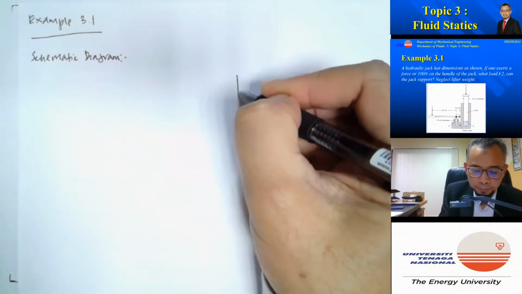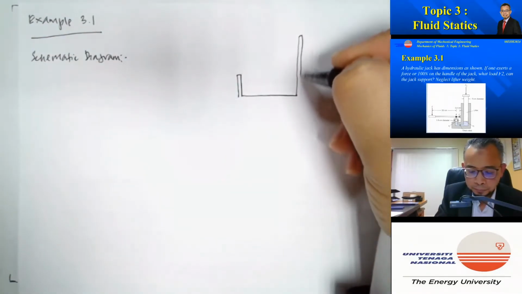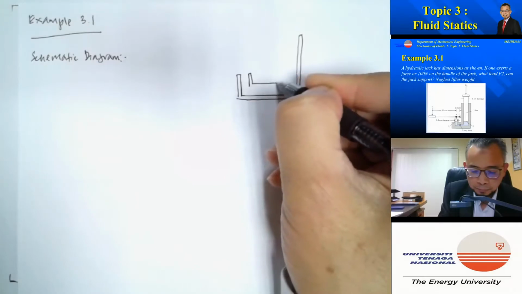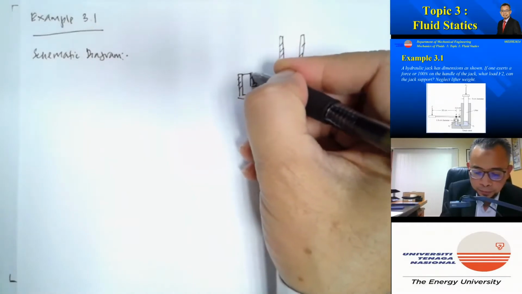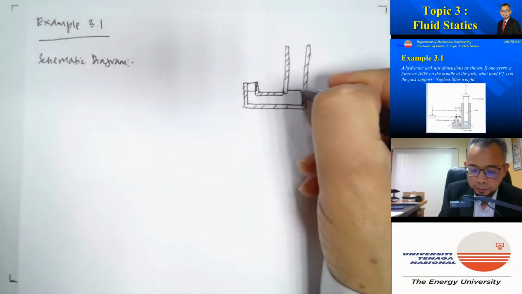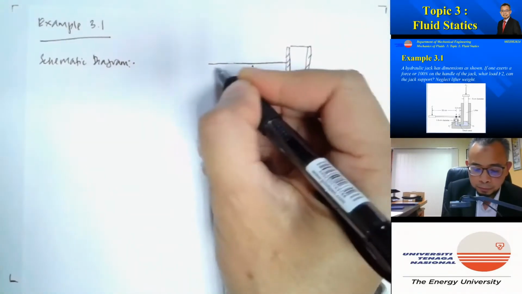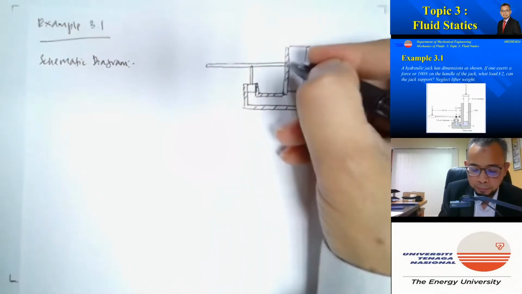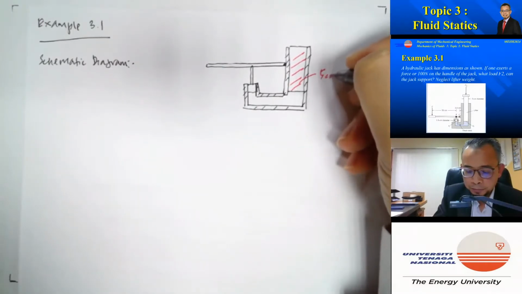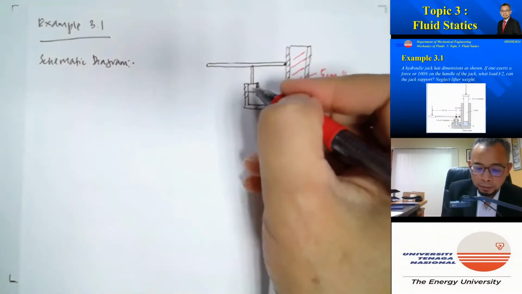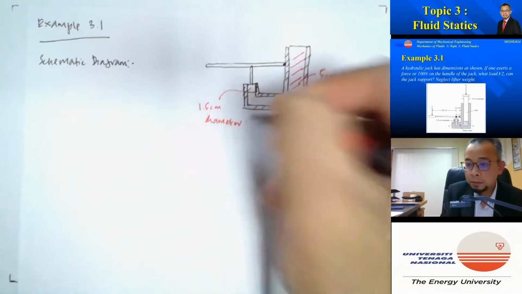So we have a piston, and this is the lifter. Then the piston is connected to an arm and it hinges here. Given that the diameter of this is equal to 5 centimeter, and then the smaller piston has 1.5 centimeter diameter.